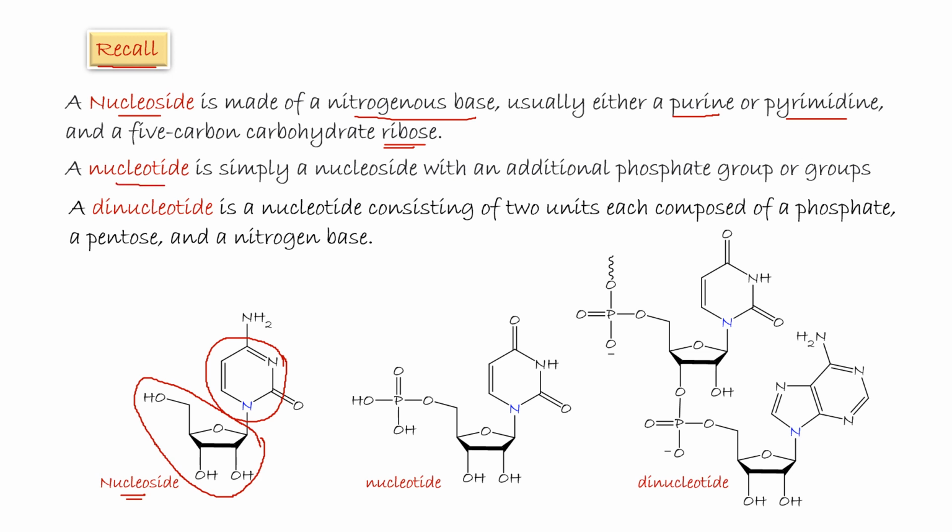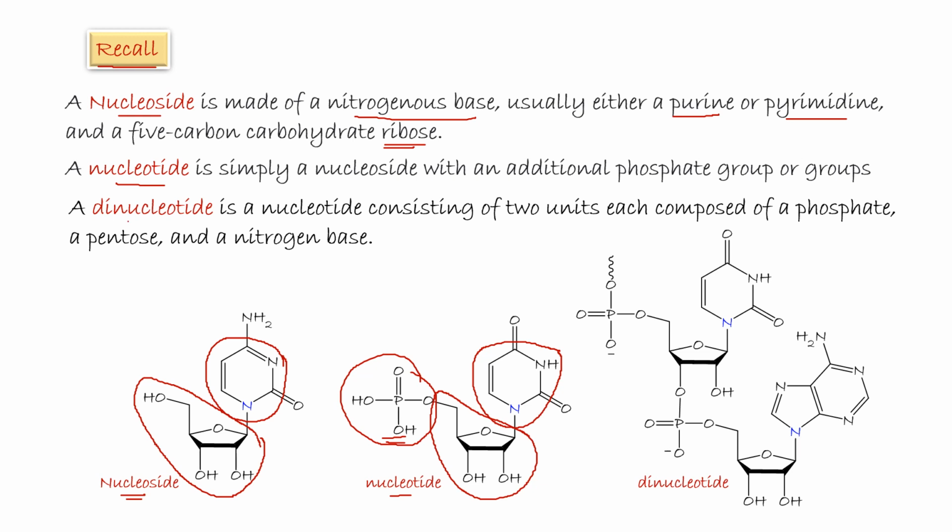A nucleotide is simply a nucleoside with an additional phosphate group or groups. Here we have a monophosphate, just one group, but it could be di or tri. So here we have again the base, the carbohydrate, and the phosphate. We call this a nucleotide.